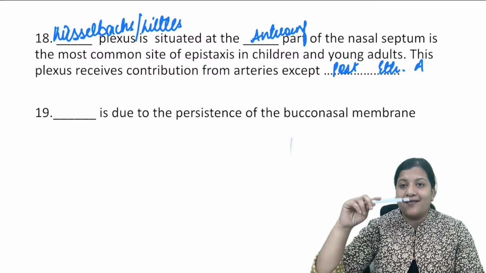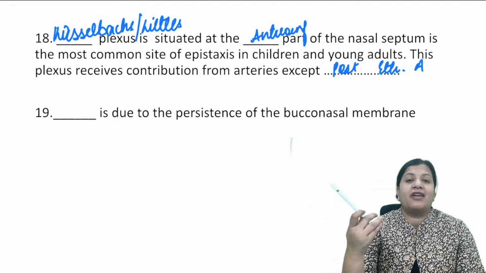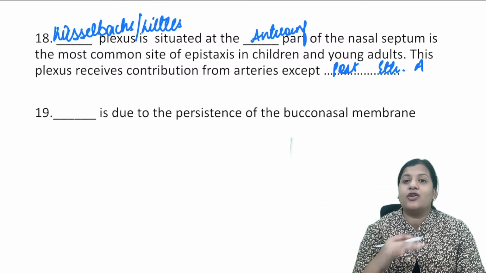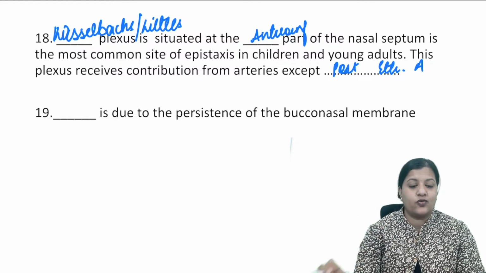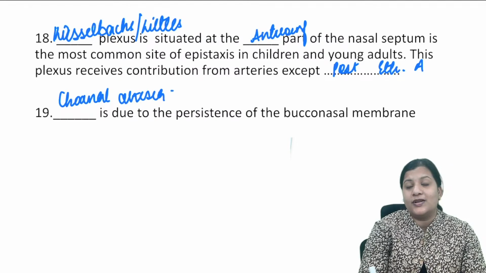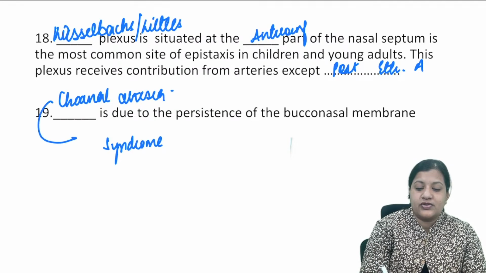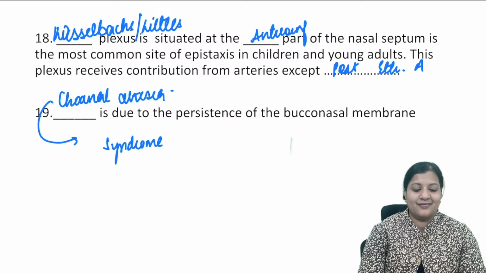Normally, the oral cavity and the nasal cavity are separately developing. Between the nose and oral cavity, there is a membrane called as bucconasal membrane. Normally, they should disappear, but if it persists, what will it result in? Yes, very good. Choanal atresia. Can anybody tell me what is the syndrome associated with choanal atresia? What syndrome is associated with choanal atresia?